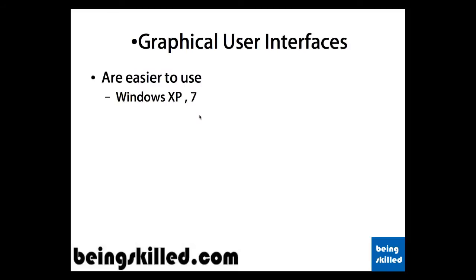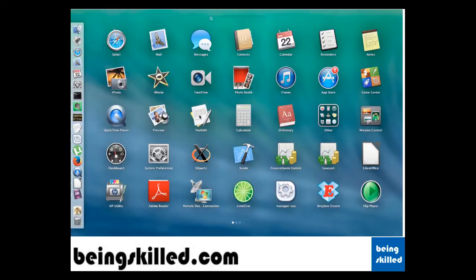Some examples of GUI based operating systems are Windows XP, 7, Ubuntu, Debian. Debian has both a CLI based interface as well as a GUI based one. Then there are Snow Leopard, Mavericks, Mountain Lion, which are Mac based.